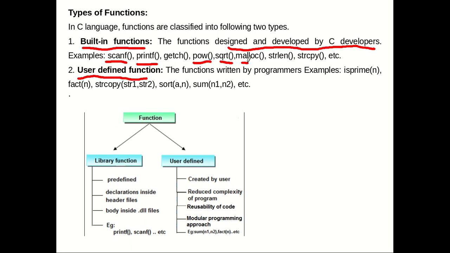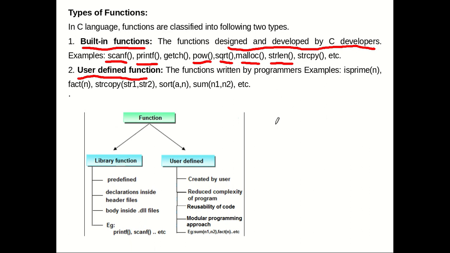Suppose you want to allocate memory dynamically, we will use the malloc function, and we have already discussed strlen, to find the length of a string, the number of characters present in a string. All these functions are already implemented by the C developers and stored in a C library. So suppose I want to find the square root of a number, we directly use it. We are not bothered about how these functions are executed. We just call these functions by passing some parameter.